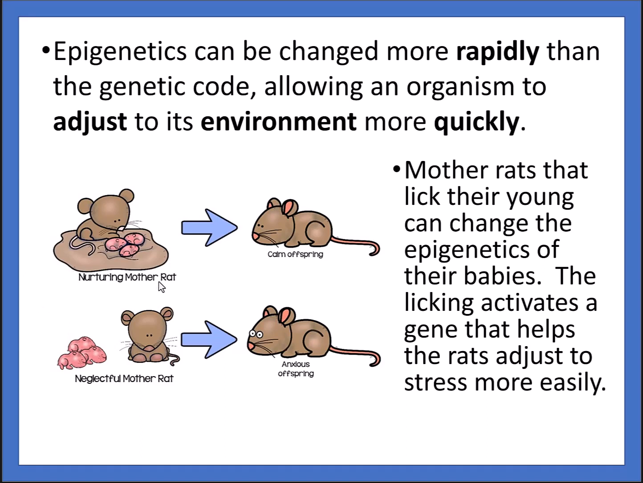Mother rats that licked their babies actually changed the methyl groups, allowing some of that DNA to be transcribed and then creating proteins that allowed that rat to be calmer. And then mother rats that did not lick their babies did not have babies that had that gene available, and so the proteins were not produced, and the rats remained anxious rather than calm.